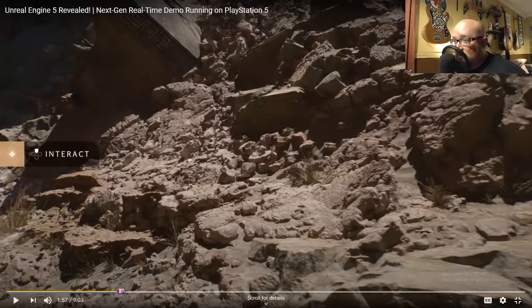Look how real that shit looks. Look at that. They look like rocks. Like, I know that's what they're supposed to look like, but still, they look like real rocks.